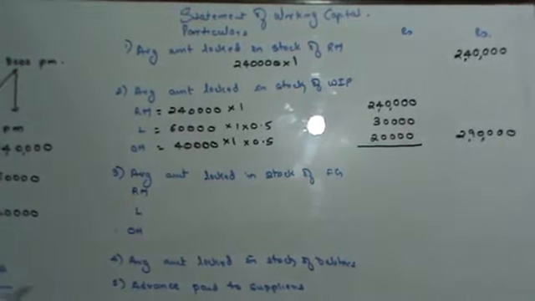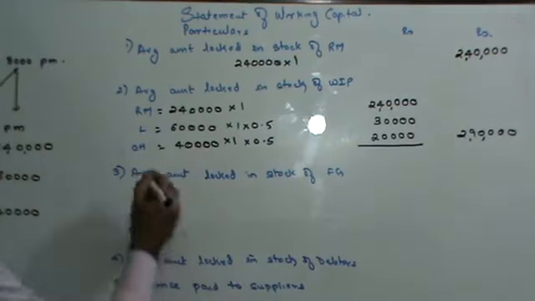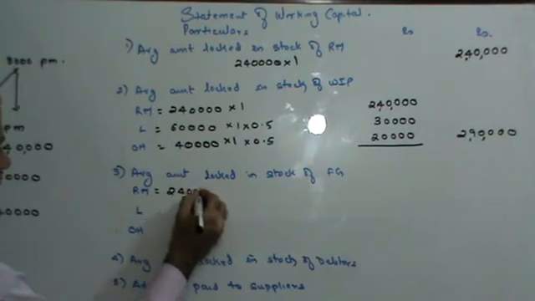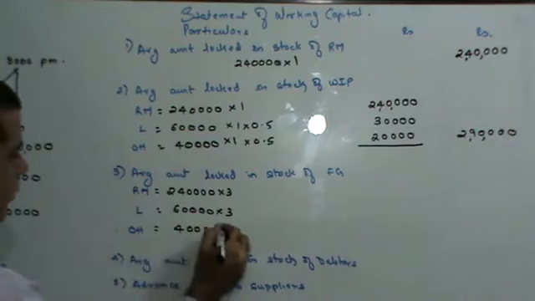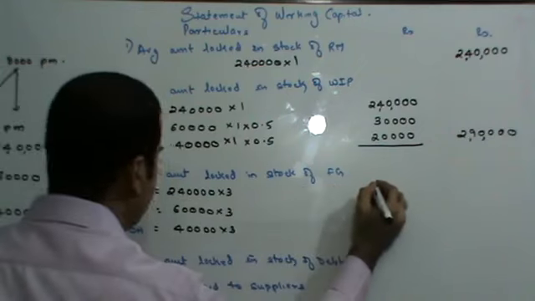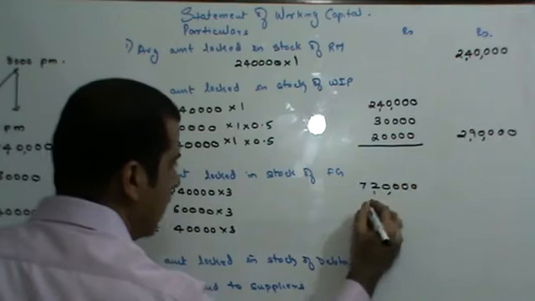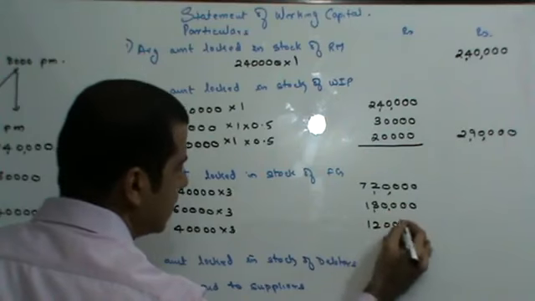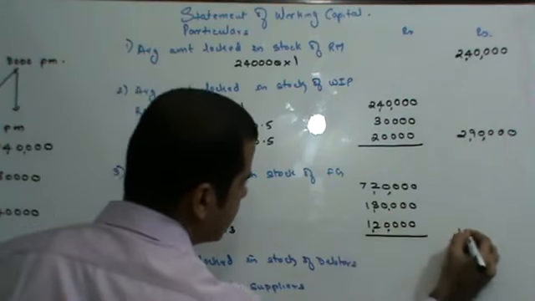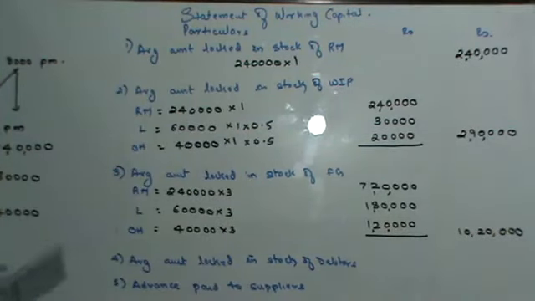Right? Let's move on ahead. Finished goods is equal to 3 months production. So raw material is 2,40,000 into 3, 60,000 into 3, 40,000 into 3. So this is going to be 4 3s are 12, 3 2s are 6, 7,20,000, 1,80,000 and 1,20,000. So this is going to be 10,20,000. Fine. Let's move on ahead.